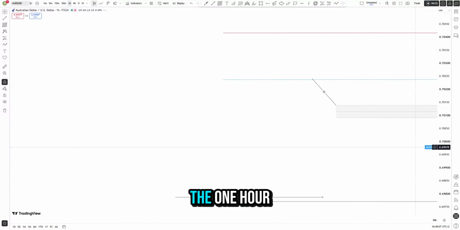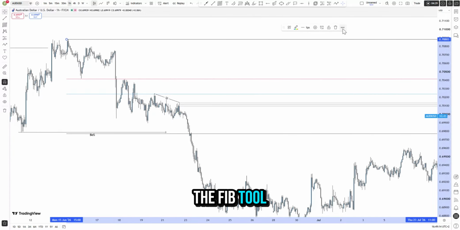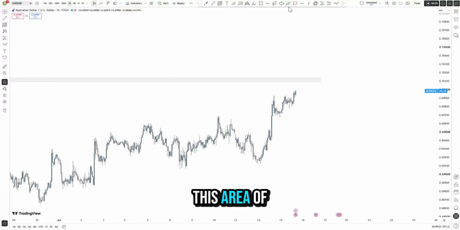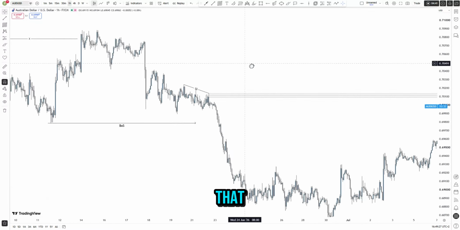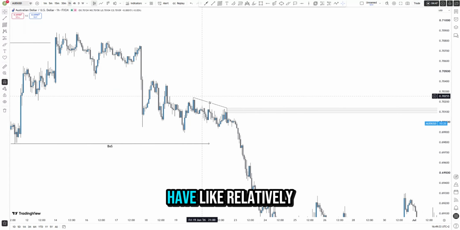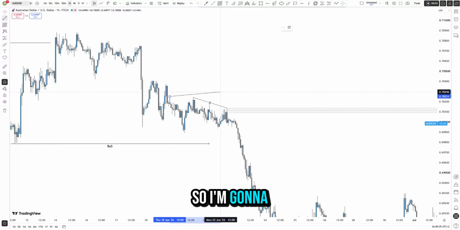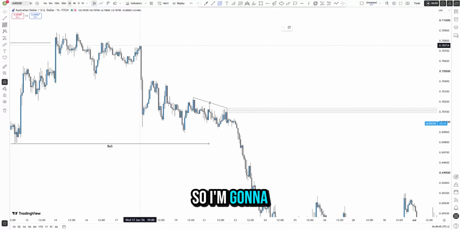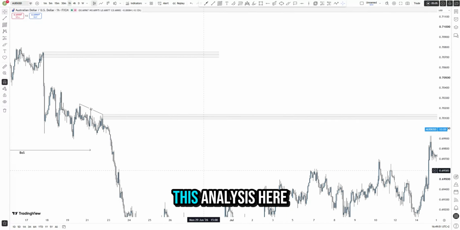So let me move back to the 1 hour just to make sure that we are looking at good structures. I'm going to remove the fib tool so that you don't get confused. As you can see, the market is still trying to reach this area of interest, this one here, so that we can sell. So I'm going to leave it at that. And the area that we're also going to look at seems like this one here. It seems like we have relatively equal highs again around this particular area. So I'm going to leave that one just because we've already drawn this liquidity pool here. So I'm going to use this area, which should be the extreme zone on this analysis.